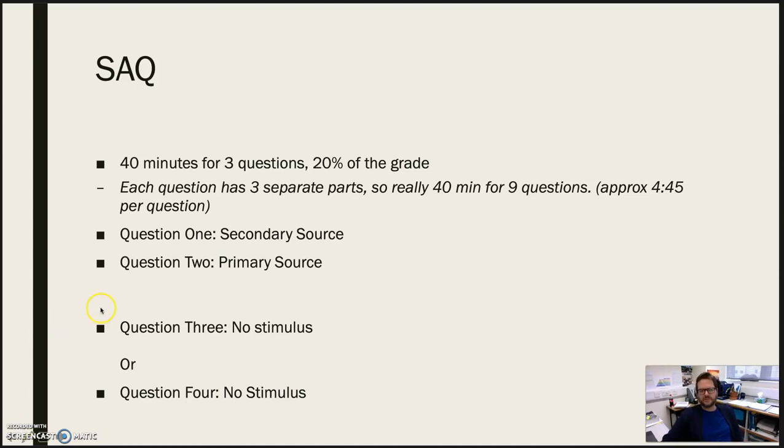Now each question has 2 to 3 separate parts, but mostly 3 separate parts. So really it's 40 minutes for 9 questions, which is approximately 4 minutes and 45 seconds per question. Question 1 is going to be a secondary source stimulus. Question 2 is a primary source stimulus, and then questions 3 and 4 have no stimuli. So there are 4 questions there. You have to do question 1, you have to do question 2, but you can pick between question 3 or 4, whichever one you want to do.